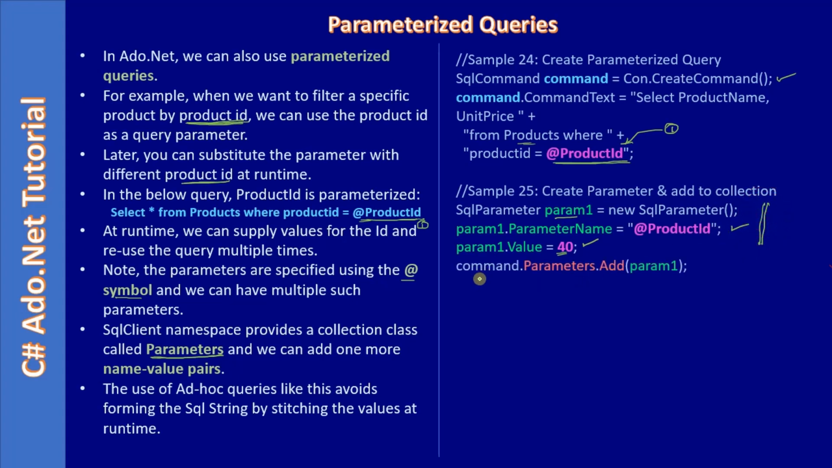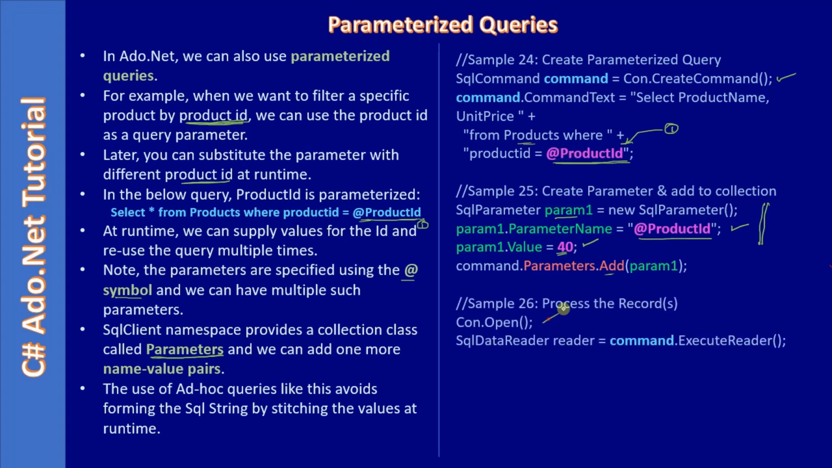Then from our SqlCommand object, we are retrieving the parameters collection. Right? This is the parameters collection. To this collection, we are making a call to add, and we are adding the param that we formed. So now param1 has the parameter name as well as the value. The parameter name should match with the parameter name that is supplied in the SQL query text.